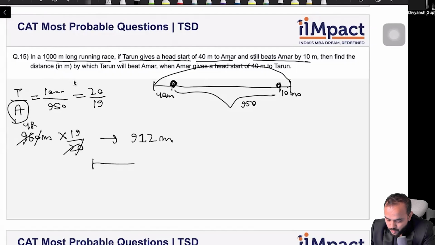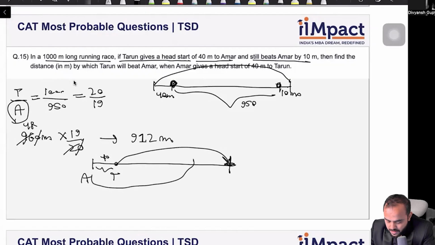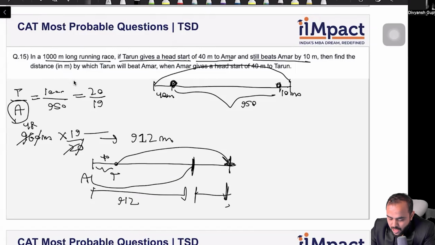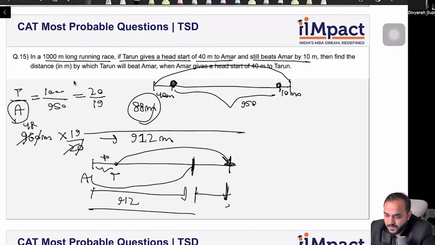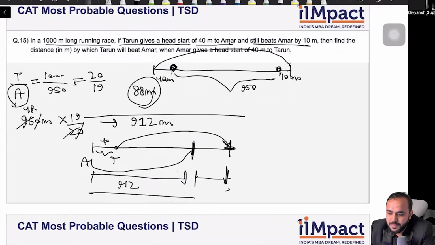So the initial situation was this: Amar was here, Tarun was here. This gap is 40 meters. Now Tarun reaches the finishing point, in which duration Amar only covers 912 meters. So the distance by which Tarun is beating is this particular gap, which is 1000 minus 912, or 88 meters. So the answer for this question is going to be 88 meters.